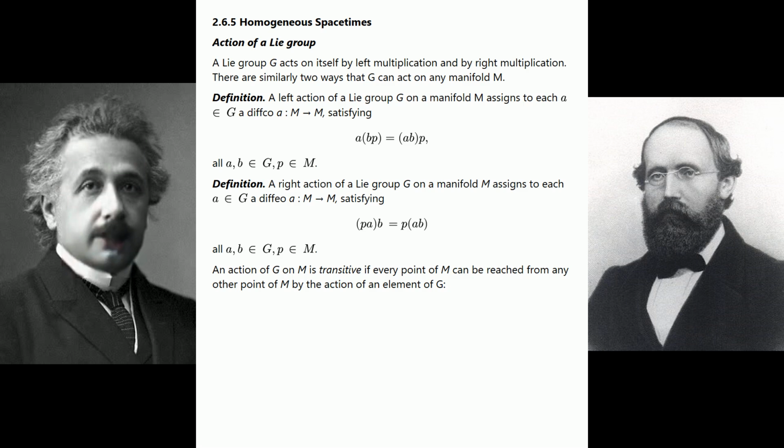Definition. A right action of a Lie group G on a manifold M assigns to each A that is a member of G a diffeo A: M → M satisfying the next equation, for all A, B that are members of G, and P a member of M.